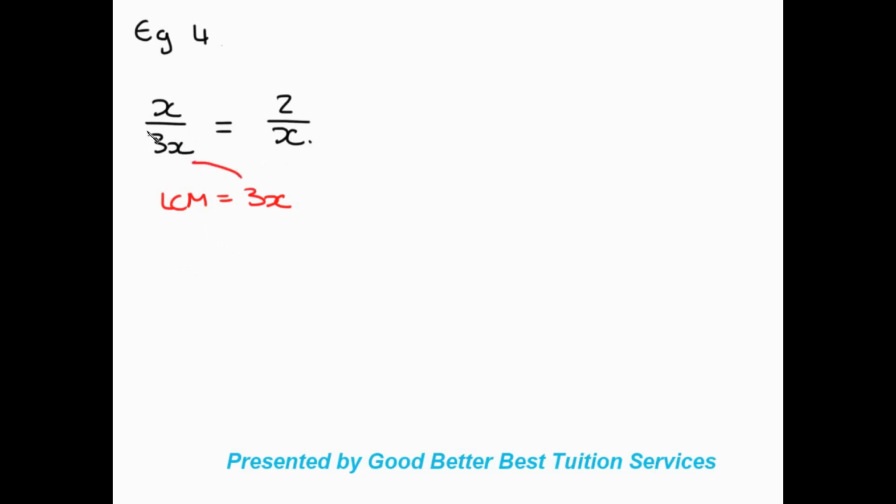3x divided by 3x gives me 1 times x, which is going to give me 1x. So we have x is equal to 3x divided by x, which is going to give me 3, right? Because the x is going to cancel each other out. So then what's left, we're going to times that 3 by the 2, and we're going to get an answer of 6.